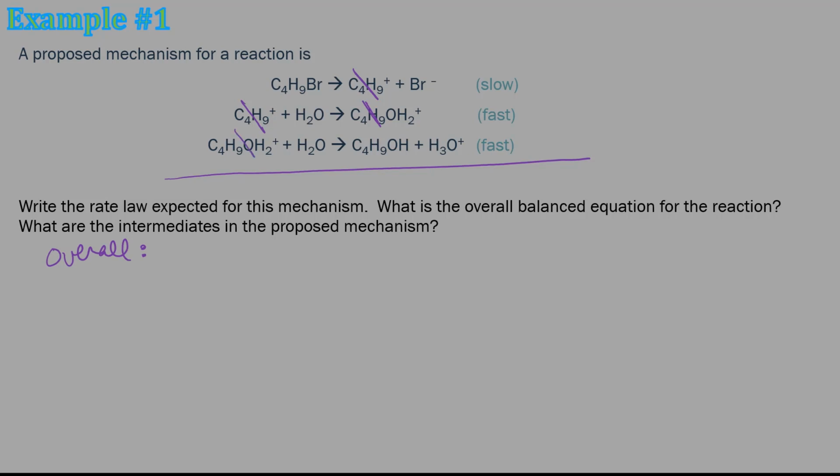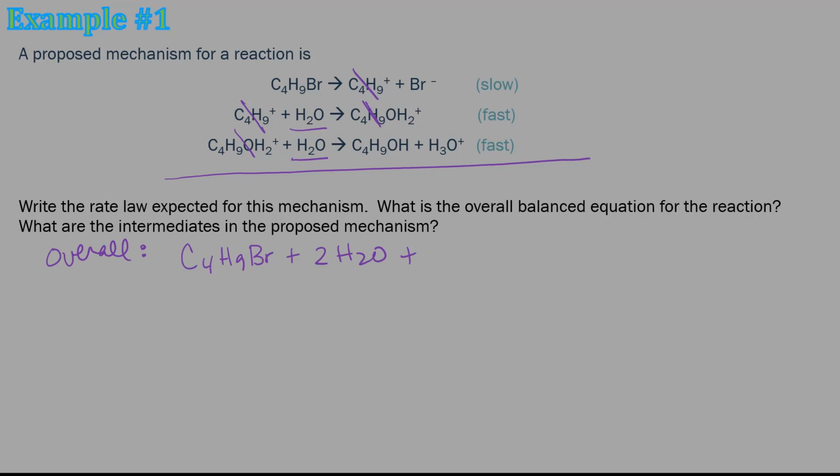C4H9OH2 plus cancels out, and then that's it. So now I'm going to write down what I've got. I've got C4H9Br plus 2 waters, because there's one here and one here. They don't cancel because they're on the same side.